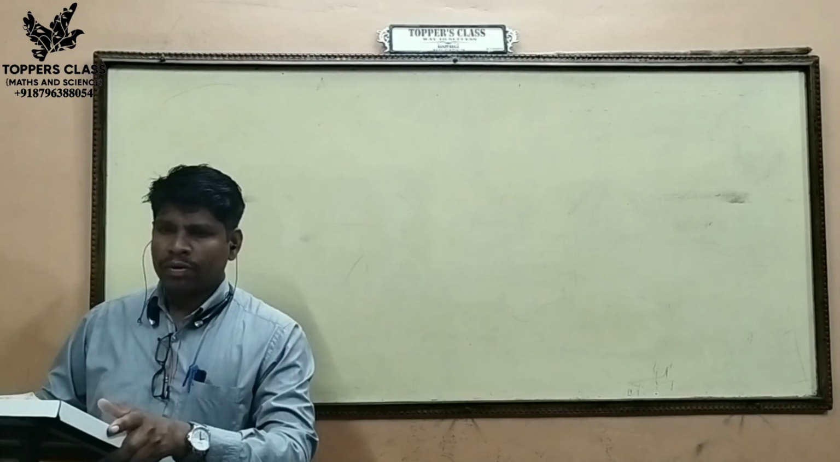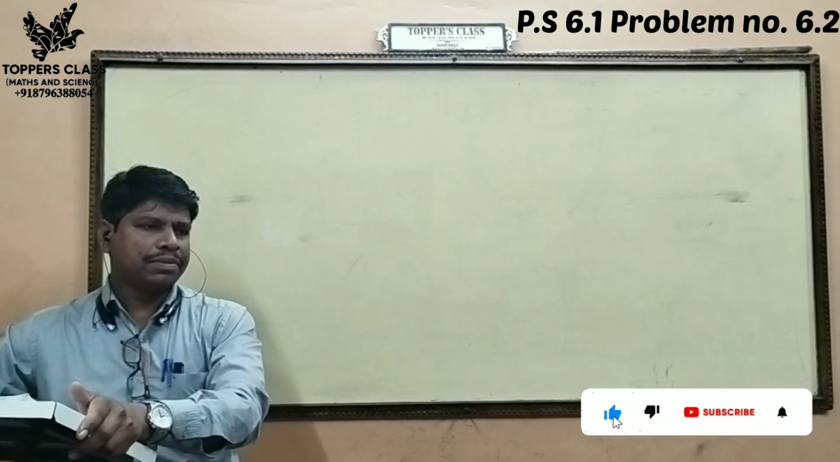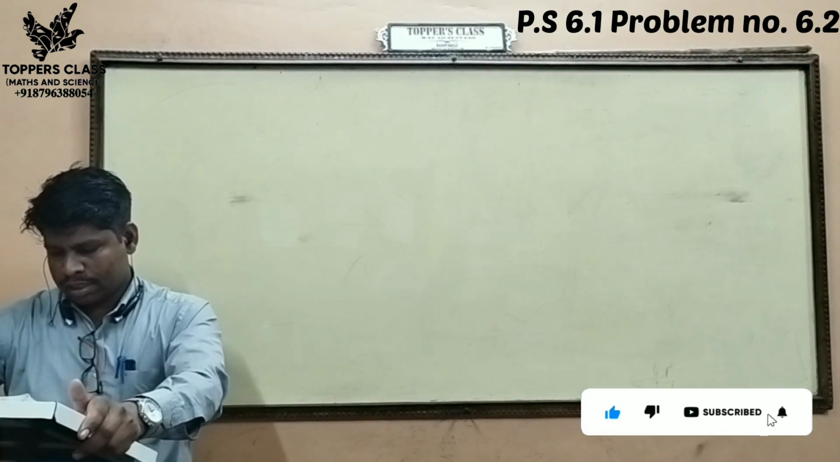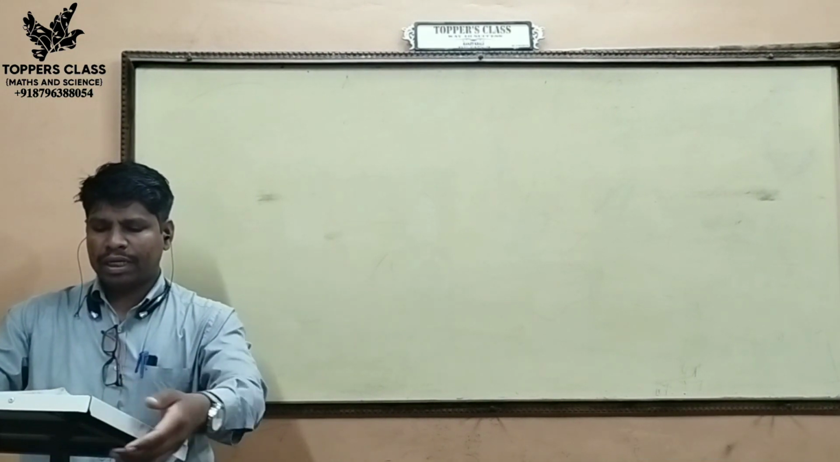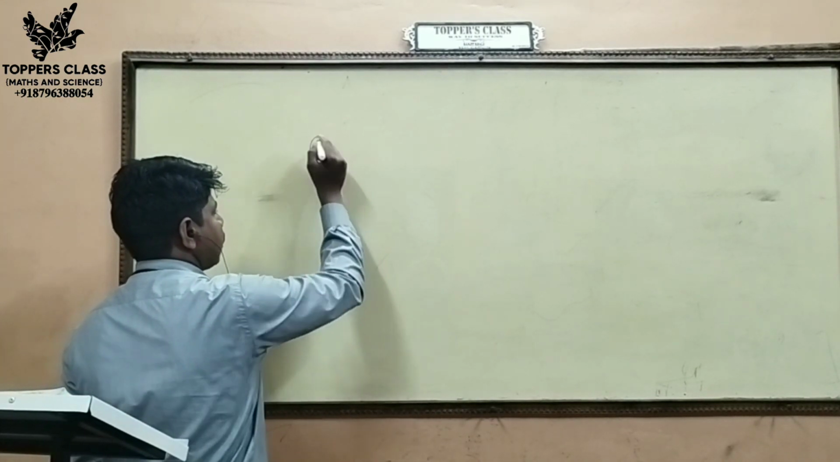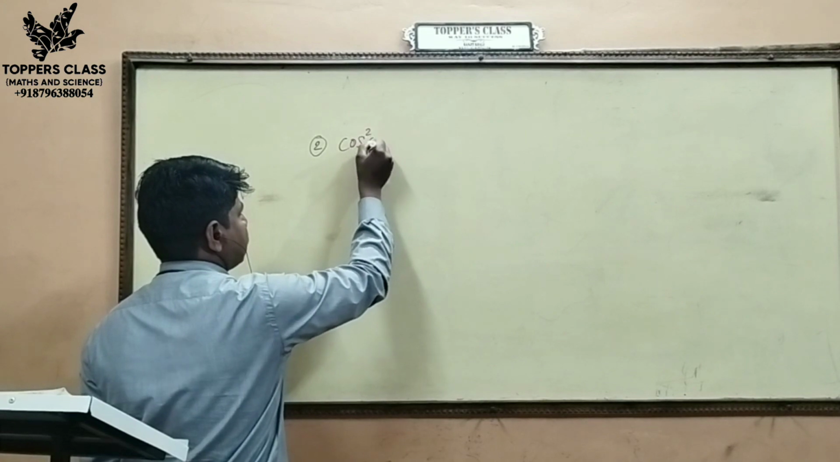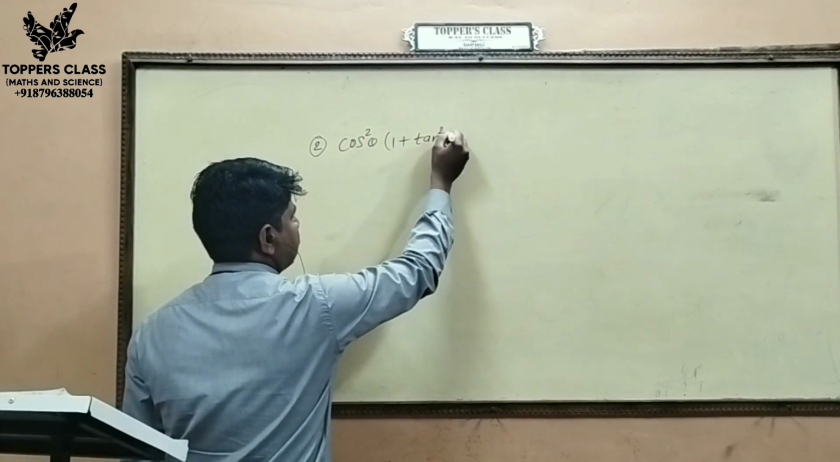Now we'll start practice set 6.1. Question number 6. Prove that, second one, cos square theta in bracket 1 plus tan square theta.